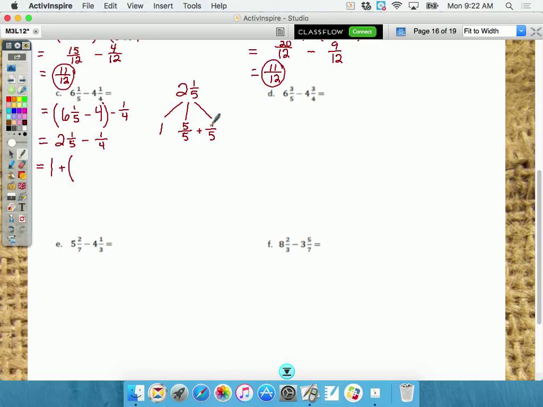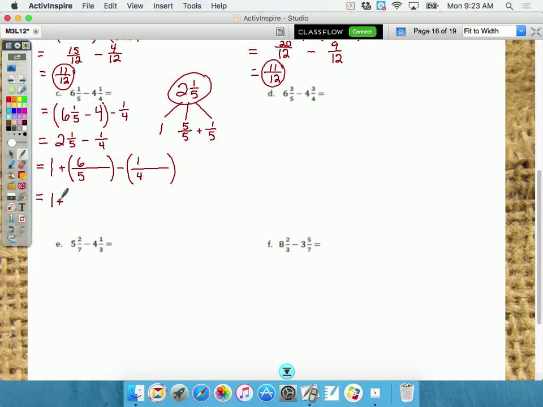What's 5 plus 1? 6/5 minus 1/4. So this is kind of like a number bond. If I did this and put my circles there, it'd look like a number bond, wouldn't it? Okay, so don't forget, this time you're going to add 1 to your answer.